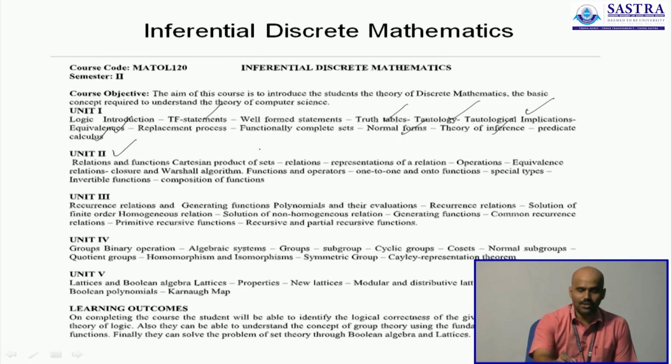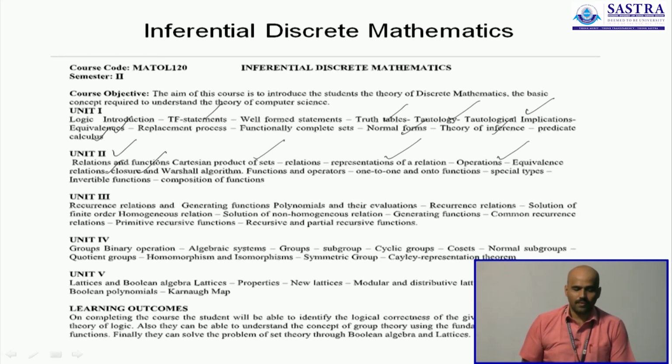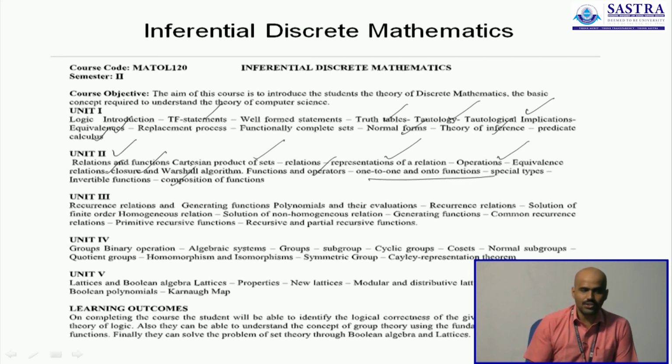We will start by introducing Cartesian products of sets, representing a relation using 3 different forms, operations on relations, what we refer to as equivalence relations. We will also discuss the closure of a relation using the Warshall algorithm. Followed by that, we will have functions. We will classify functions into many types and also look at inverse of functions and compositions of functions.